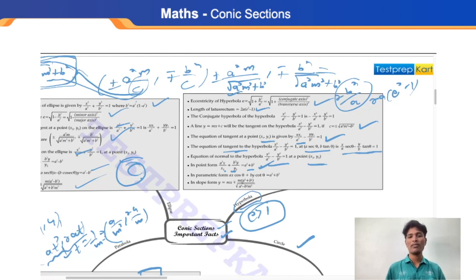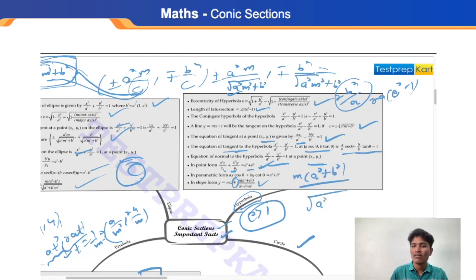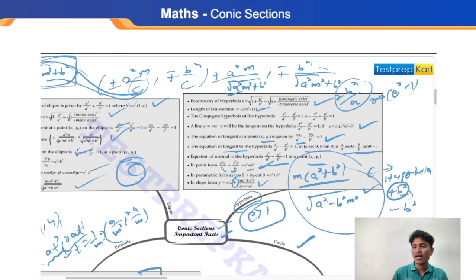Now in parametric form, it is ax by secant theta plus by by tan theta is equal to a square plus b square. And in slope form, the equation of normal is y equal to mx plus or minus m into a square plus b square divided by root of a square minus b square m square. Very important. This is the main change from ellipse to hyperbola. What is the change? We have replaced plus b square with minus b square.